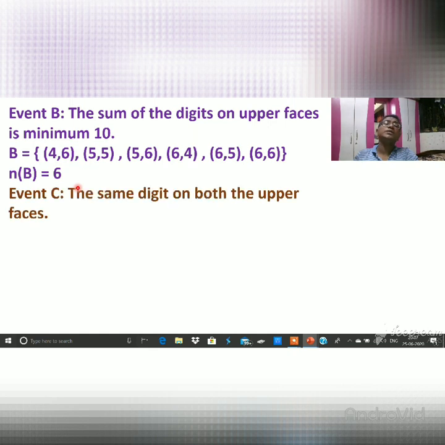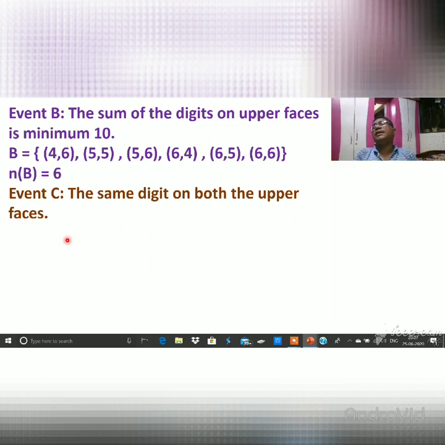Then event number C. Event C: the same digits on both the upper faces. What does it say in event C? On both faces they have the same number. Suppose this die falls, here 1, another die falls, here 1. So both dice have the same number. That is called having the same number.